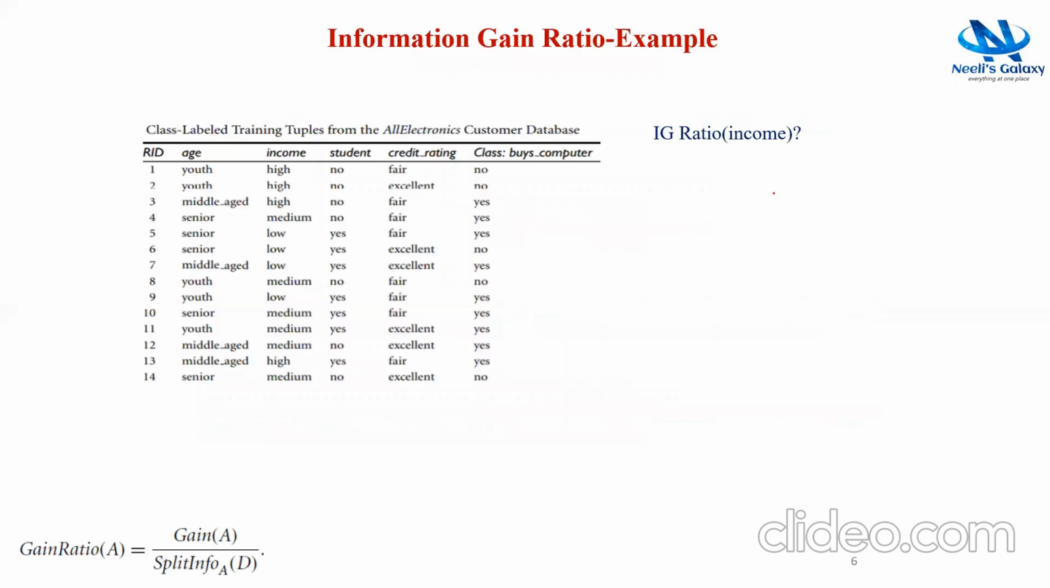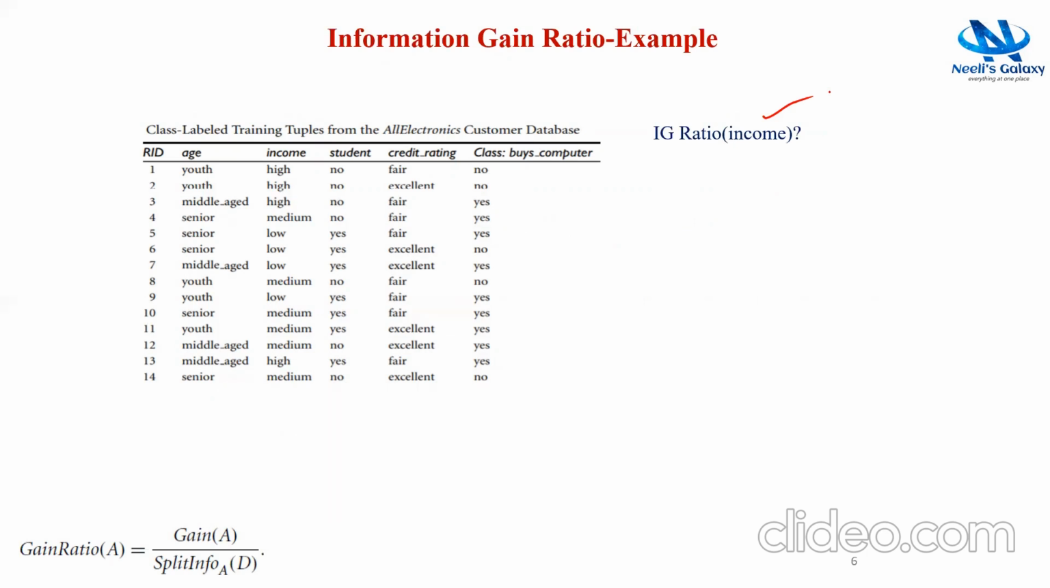Let us consider an example of class-labeled training tuples from the AllElectronics customer database. Here we need to select one of the attributes. For every attribute, we have to find out the information gain ratio value. In this example, we have selected income first. So now we need to find out the information gain ratio for income. For this, we need to calculate the split information.